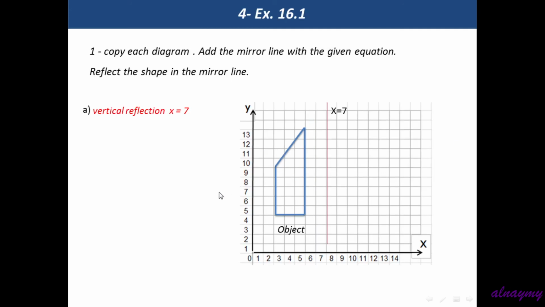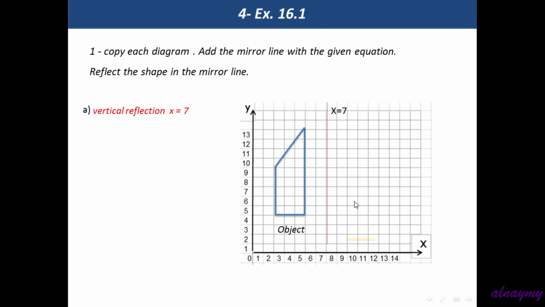Let us go to example 16.1. Copy each diagram, add a mirror line. You have to put the mirror line yourself, and then give the equation of this mirror line. The equation of this mirror line is x equals 7. Again, x equals 7. You can choose any number here. You can attach this mirror line to the side of the object, no problem. But the mirror line that I have drawn is 2 squares away from the object, and he wants a reflection from me.